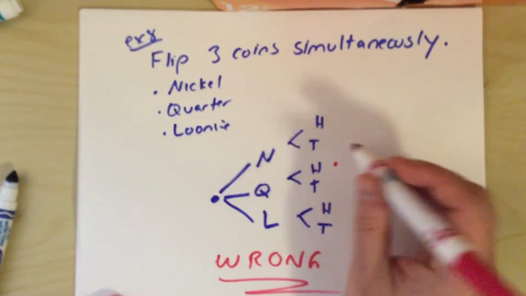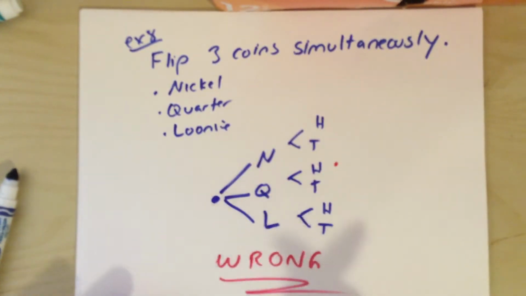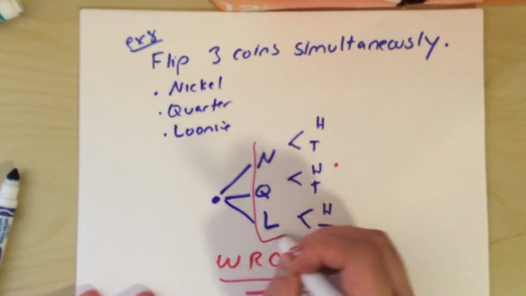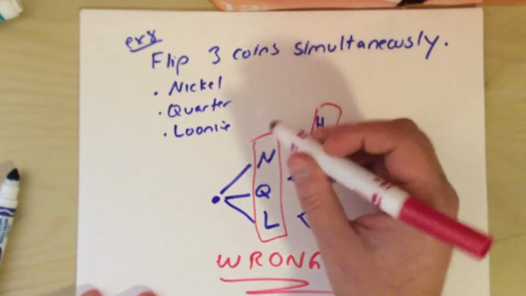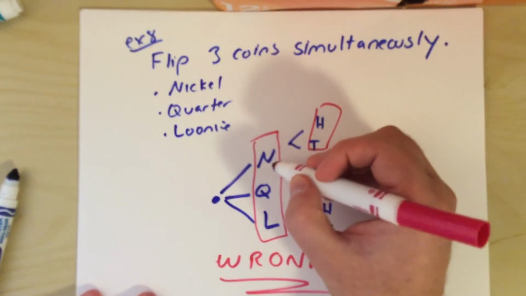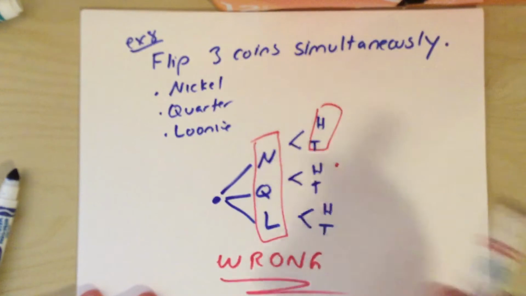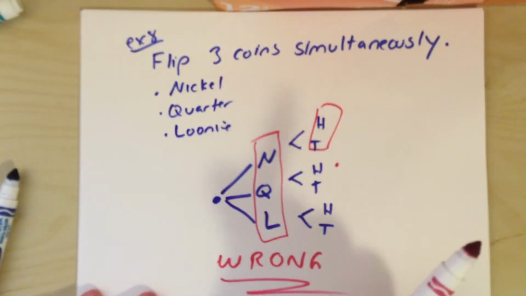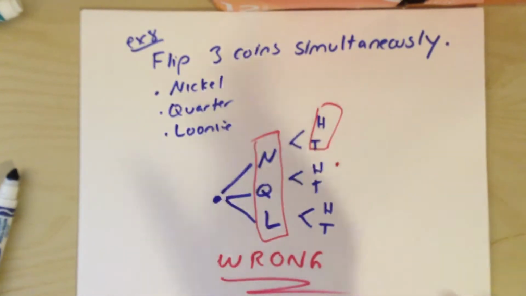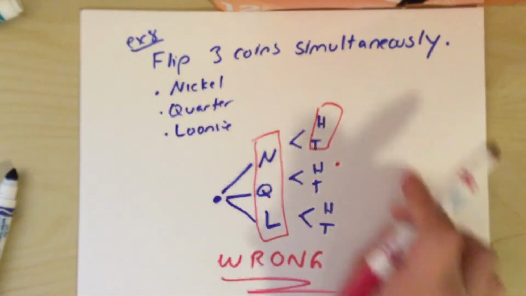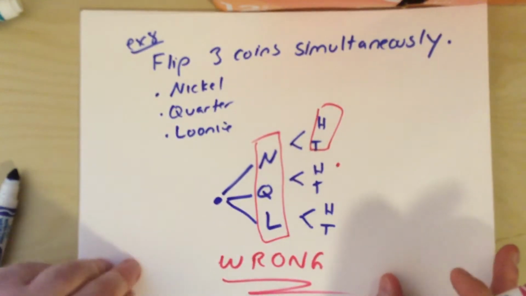So first of all, each tip of the branch here does not describe what happened fully. And the other problem here is that, yes, this is a choice. If we flip the nickel, it's heads or tails. But we're not choosing between flipping the nickel, the quarter, or the loonie. We're going to be flipping all 3. If the question was, pick one of these 3 coins and flip it once, then that would be the correct diagram, and there would be 6 options. But that's not what we have here.